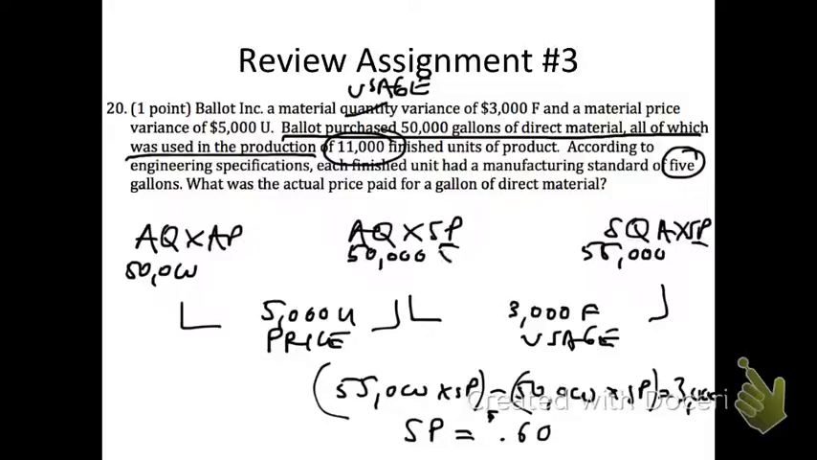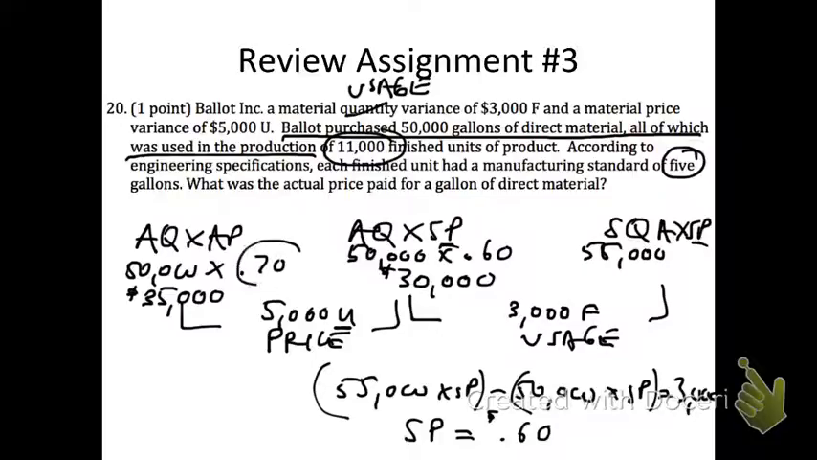And so I can put the 60 cents here, and now I know that the predicted amount is 30,000, and since this is an unfavorable price variance, I know that the actual amount that I paid for those gallons is 35,000, so then I can divide that by 50,000, and I get 70 cents as my actual price.